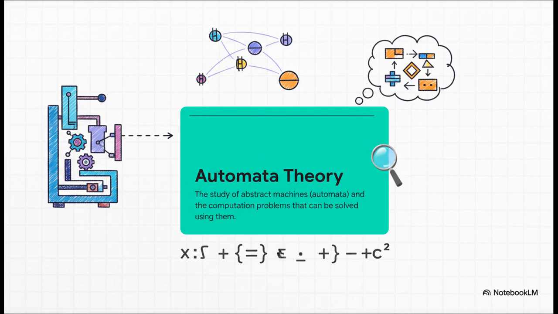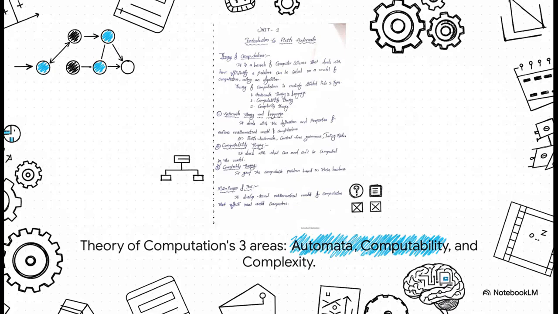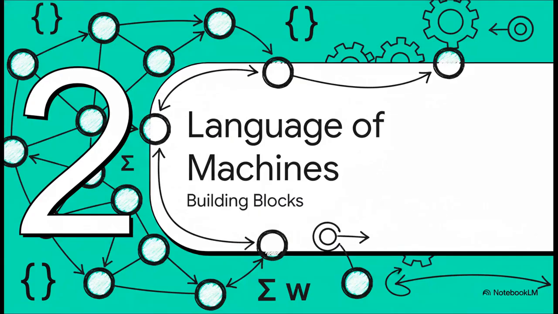At its heart, it's all about creating mathematical models for computation. As you can see here, automata theory isn't just its own little island. It's one of the three core pillars of the theory of computation. It's really the foundation that deals with defining these mathematical models of machines, and that's exactly what we're going to focus on.